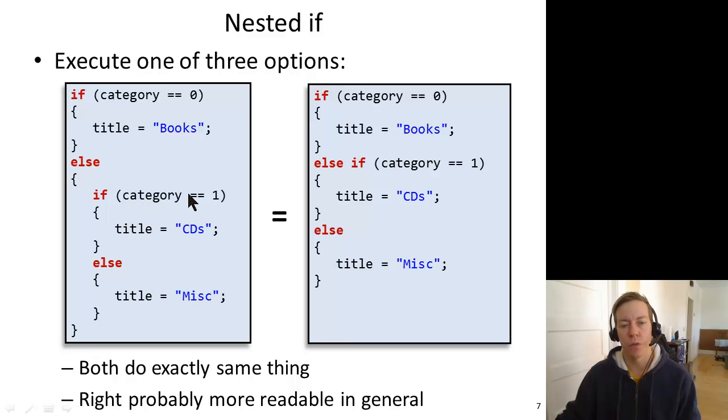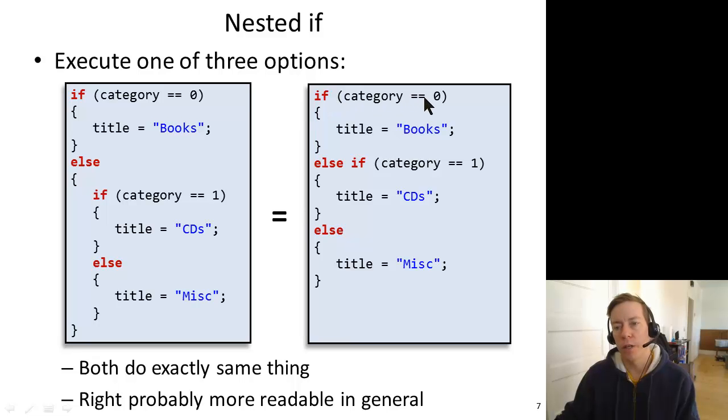If the category code was 1, we assign the string equal to CDs. Otherwise, we assign it equal to miscellaneous. Just like before, if this, we do this code, and then we do none of this else code. Or if category wasn't 0, then we run this code, and inside of this code is another if, which is either going to execute title equals CD or title equals miscellaneous. The code on the left and right both do exactly the same thing. I'd argue this is a little easier to understand and a little better style.